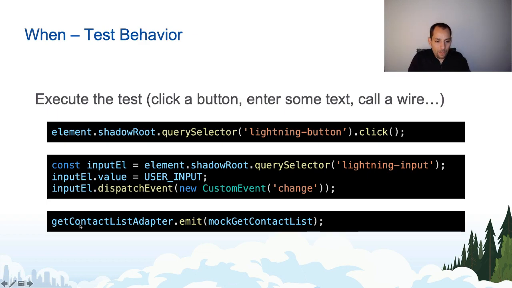Finally, the last example, I will show you in more detail at the end of this section. This is how you can simulate data that is returned by the platform. So getContactListAdapter is mapped to a wire adapter, which is probably calling some Apex. And with .emit, we're able to return some mock value, which should be returned by the platform, maybe by our custom Apex, for instance. So this is how you test the behavior.